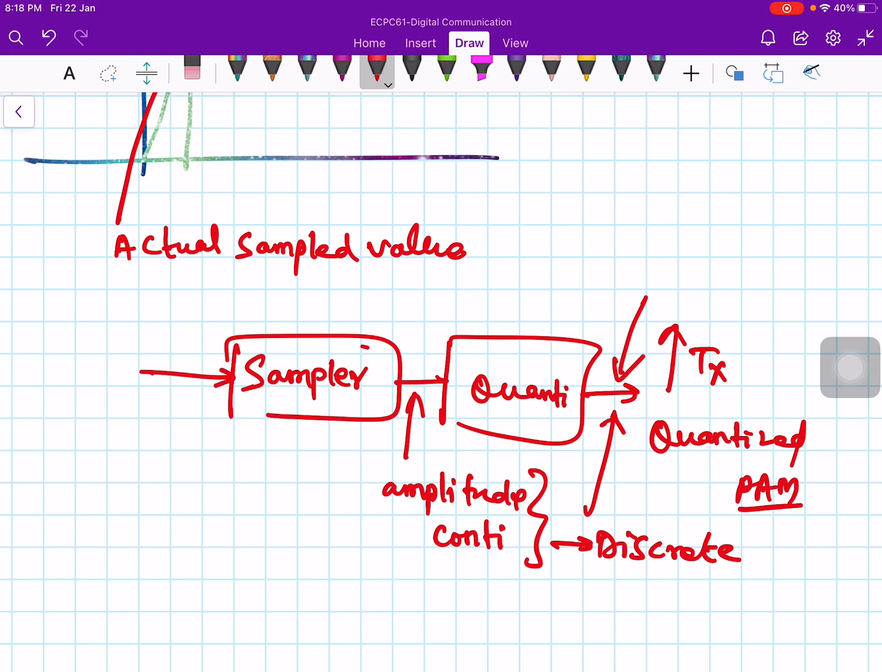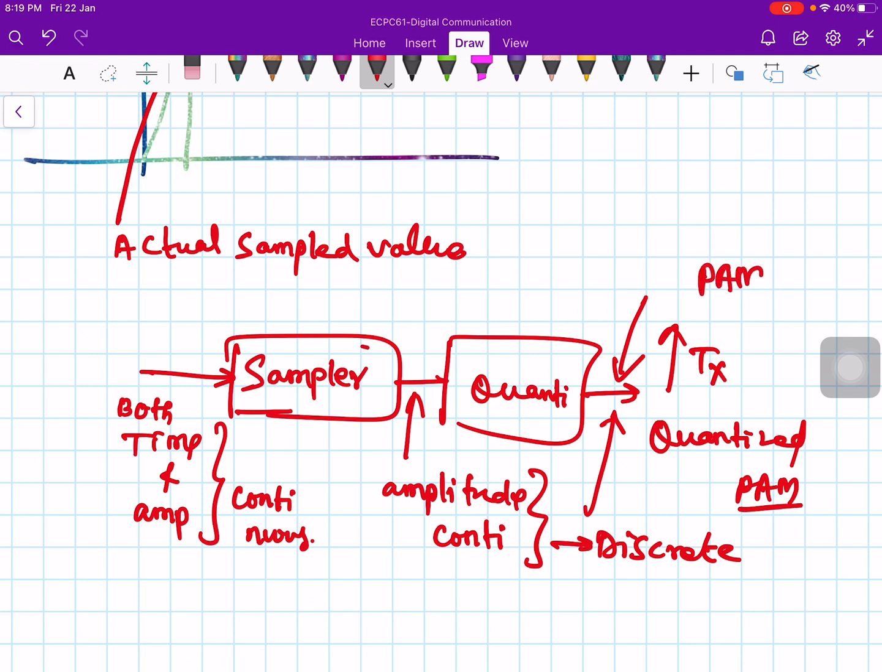Before the sampler, both time and amplitude are continuous. After the sampler, time is discretized, but amplitude is not discretized. It is continuous, and that continuous amplitude is digitized by the quantizer. So that is why the output of the quantizer is also called a digital pulse amplitude modulation scheme, digital PAM.